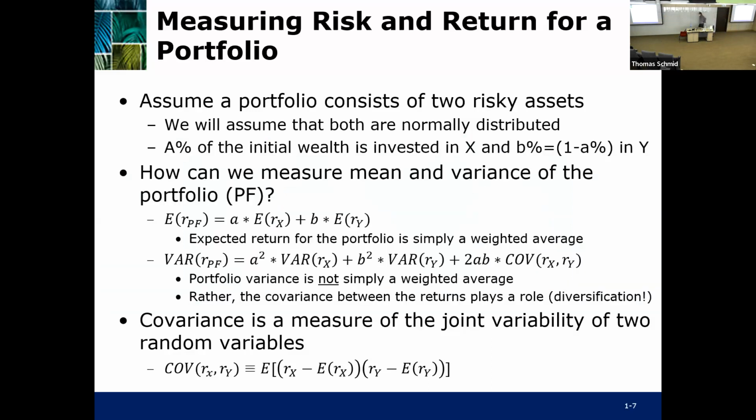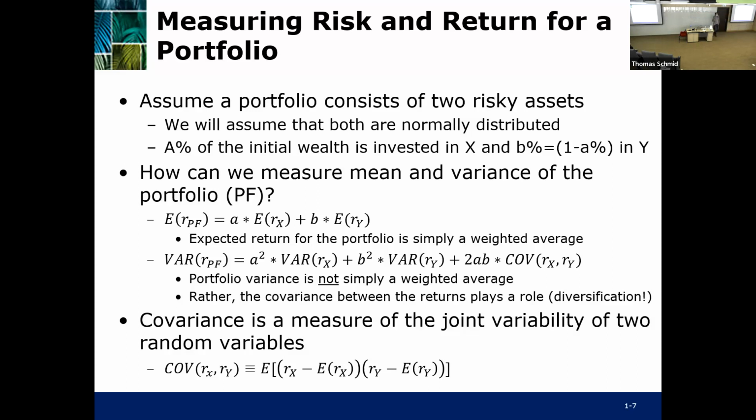And this covariance will actually be very important because the variance of a portfolio is the variance of Rx plus the variance of Ry, both weighted, plus this term. And this is 2 times AB times the covariance. Okay? So again, the variance of a portfolio is not just the weighted average. And yes, this is the formal definition of the covariance, but that's not so interesting for us now.